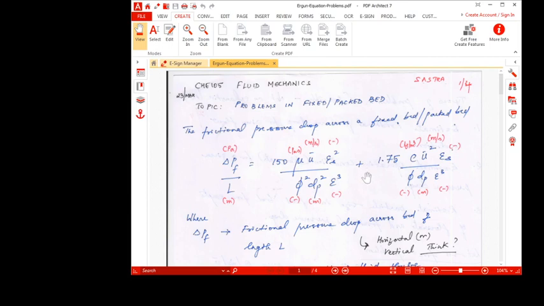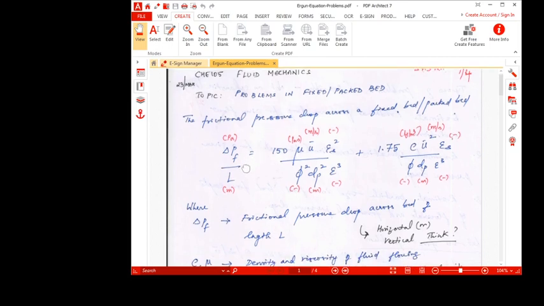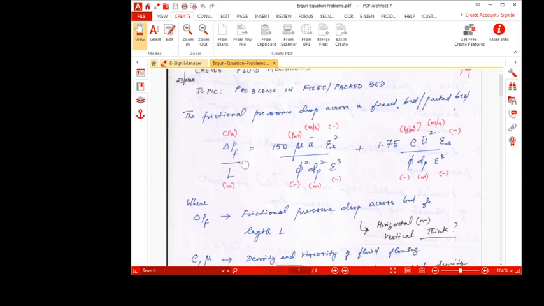I hope you have seen the textbook and now you are well aware of the derivation of the Ergun equation, and you know the Ergun equation. I have quickly written here the Ergun equation, which helps us compute the frictional pressure drop across a fixed bed or a packed bed system. Delta Pf by L, where delta Pf is the frictional pressure drop across the bed of length L, is equal to 150 mu u bar epsilon s square divided by phi square dp square epsilon cube, plus 1.75 times rho u bar square epsilon s divided by phi dp epsilon cube.